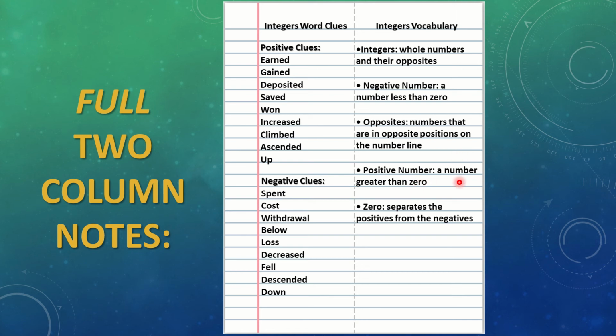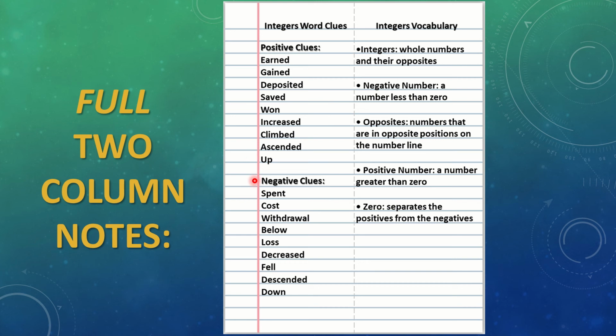A positive number is a number greater than 0. And 0 separates the positives and the negatives. So now that we know that, let's talk about some integers word clues, some positive clues. Earned, gained, deposited, saved, won, increased, climbed, ascended, that's a fancy word for going up, and the actual word up.